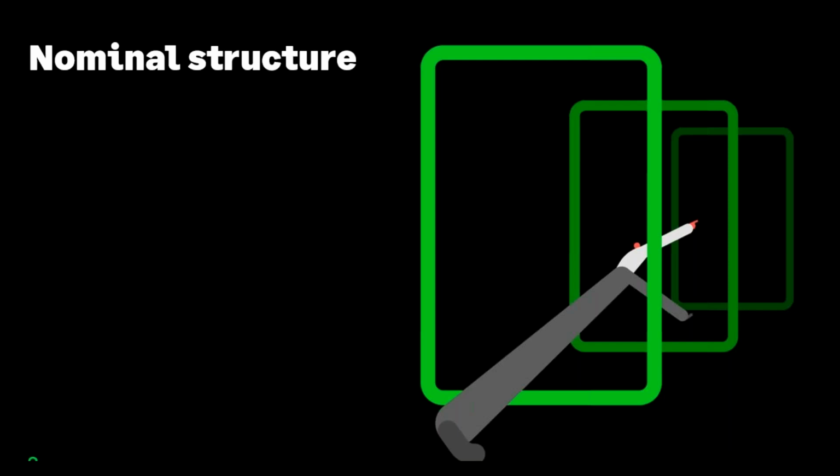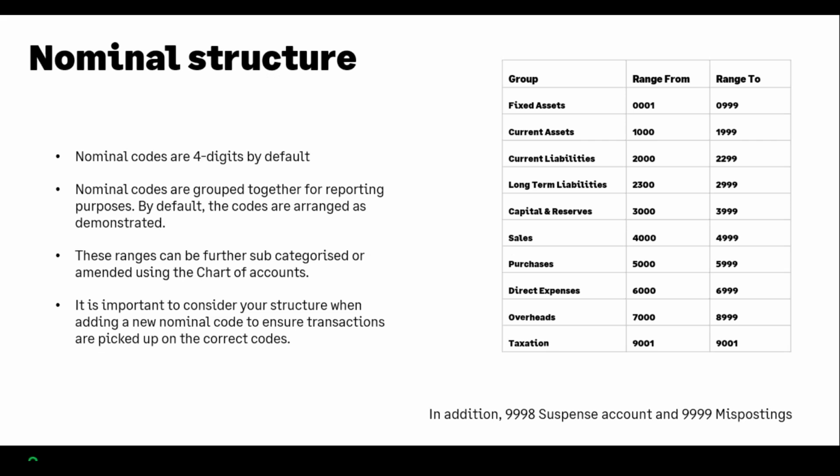Now, the nominal structure. Let's have a quick look at the nominal structure. By default, this is what you'll see. Nominal codes are 4 digits by default. If you start to lengthen nominal codes, you can run into confusing areas of the program when you're running your reports, so we really don't delve into that. If that has happened in your program, it may be a customization done by somebody who designed it.